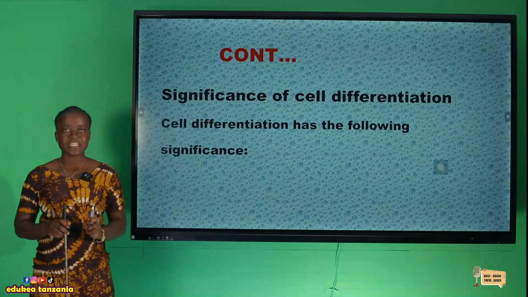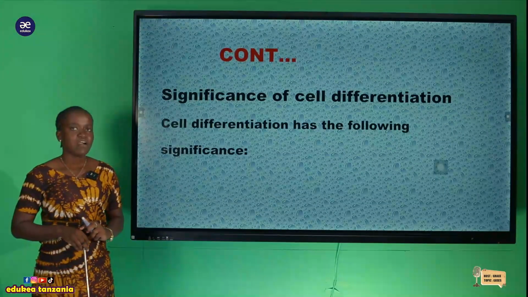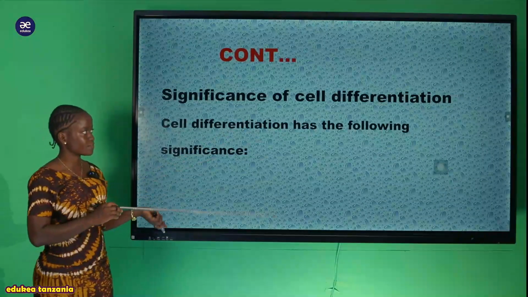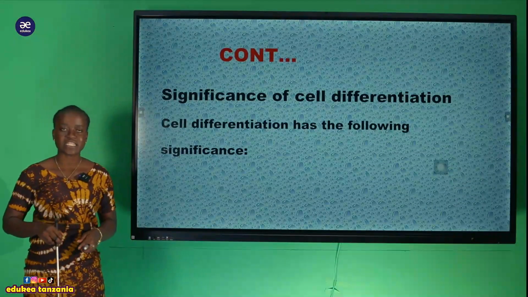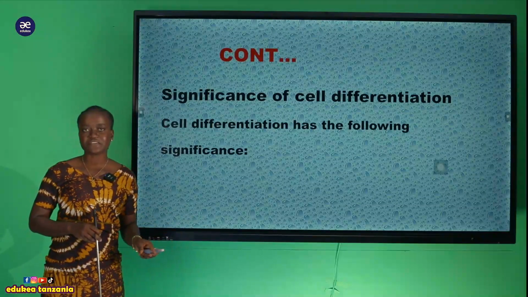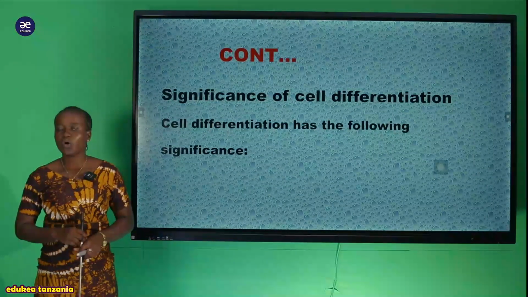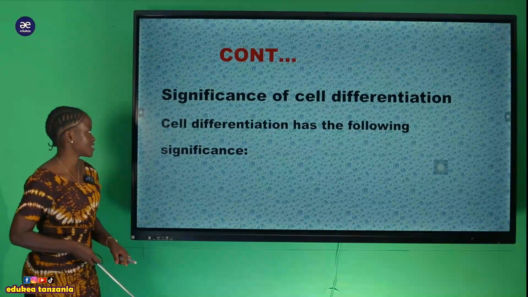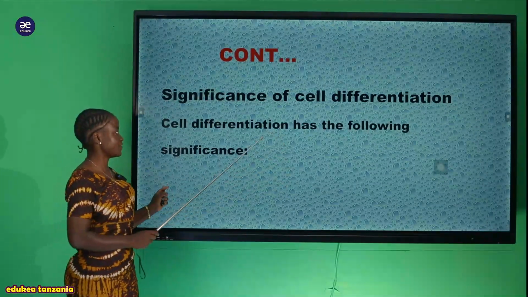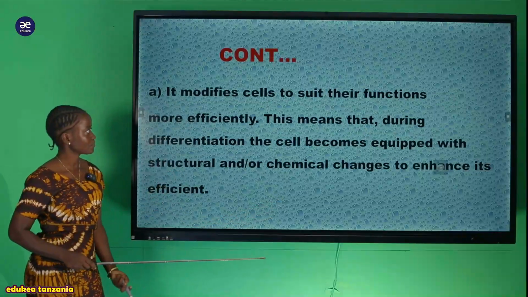Looking at cell differentiation. Now let's see the significance of cell differentiation. Is there any importance or any significance of cell differentiation within the living organism? So there is. Now let's see those significance. Cell differentiation has the following significance.